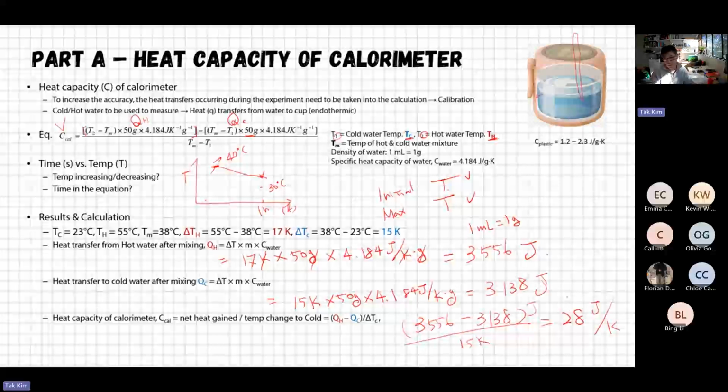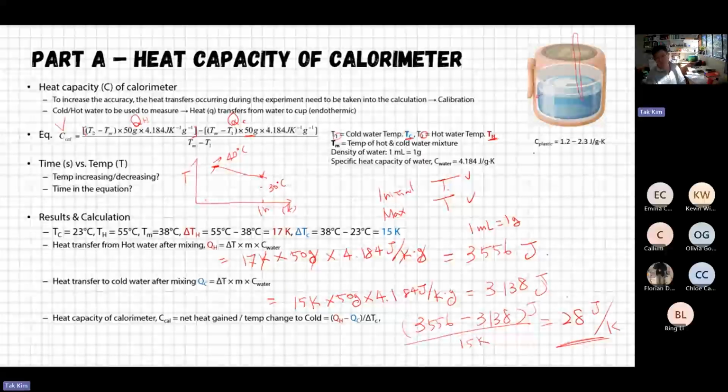Again, all these values are ones I made up to give an example, so please use your own values. Based on the results I have, the heat capacity of the calorimeter is say 28 joules per Kelvin. Which means if the system experiences a 1 degree change in Kelvin, 28 joules of energy will go into the calorimeter. So that is what we have.